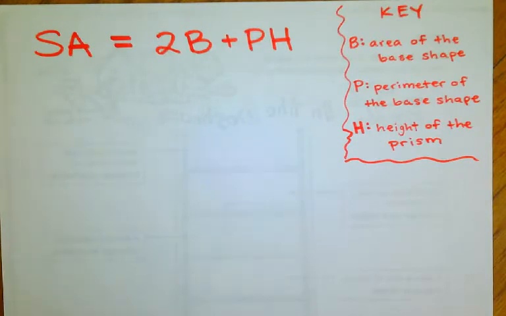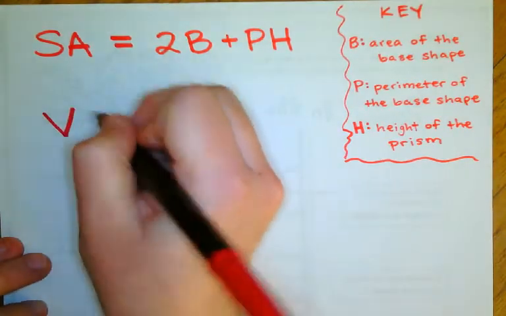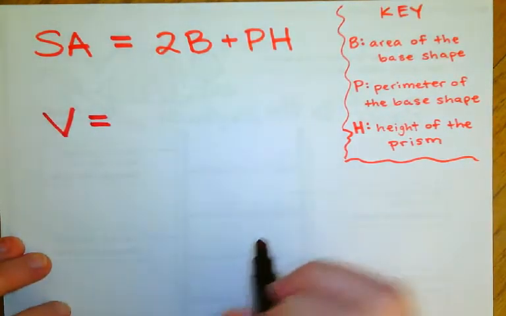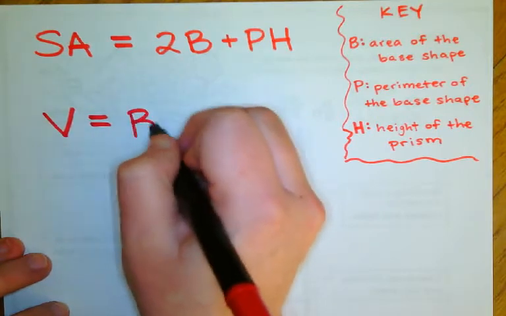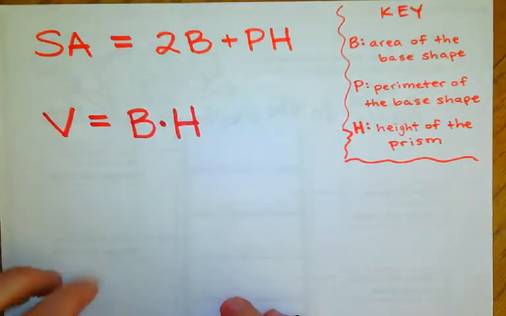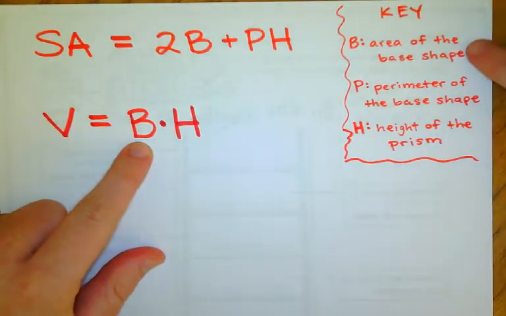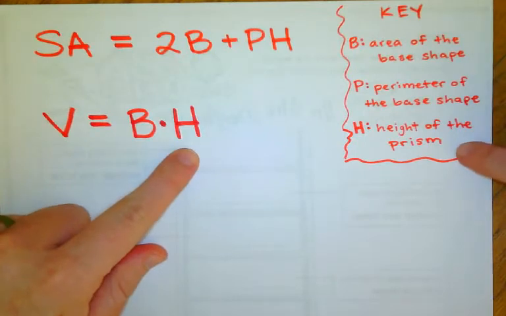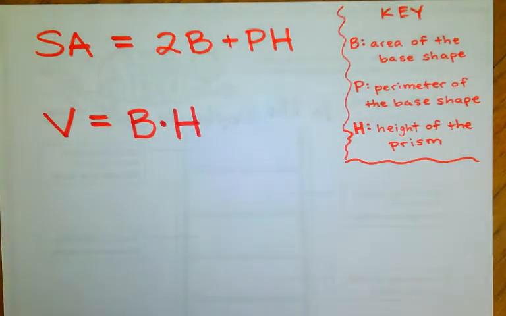Our formula for volume is much simpler. It's actually a lot easier and typically less work than surface area. Our formula for volume for prisms and cylinders is just capital B times capital H. Alright? You're going to find the area of your base shape and multiply it by the height of your prism to find the volume. The amount of space you could fill inside of that 3D object. Alright, let's take a look at some examples.